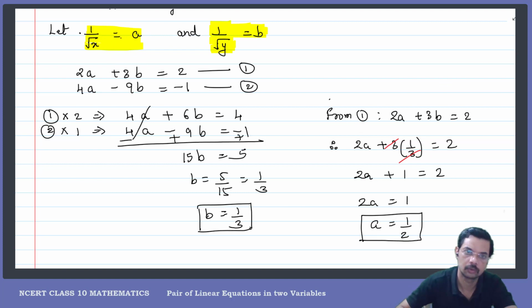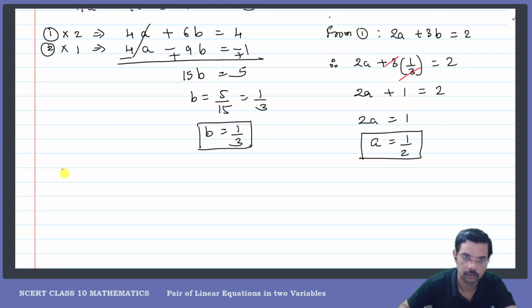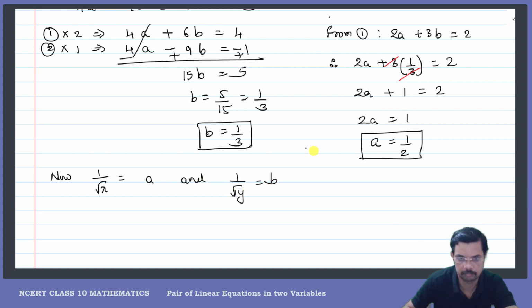Now come back to the original assumptions. 1 by root x equal to a and 1 by root y equal to b.